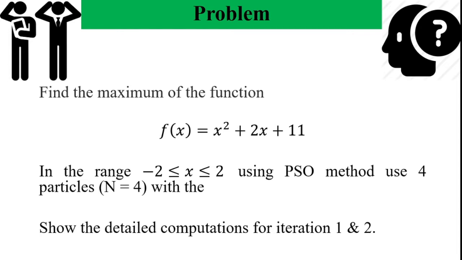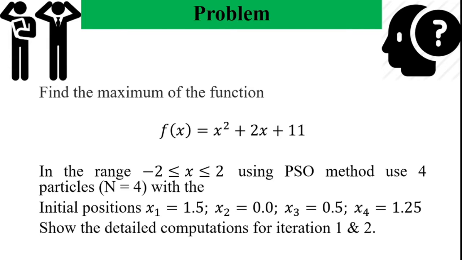Using the PSO method, use 4 particles, so the population size as suggested by the problem is n equal to 4. So I consider solving the problem with a population size of 4. The detailed computations are for iteration 1 and 2. For understanding purposes only, this class is carried out with two iterations.